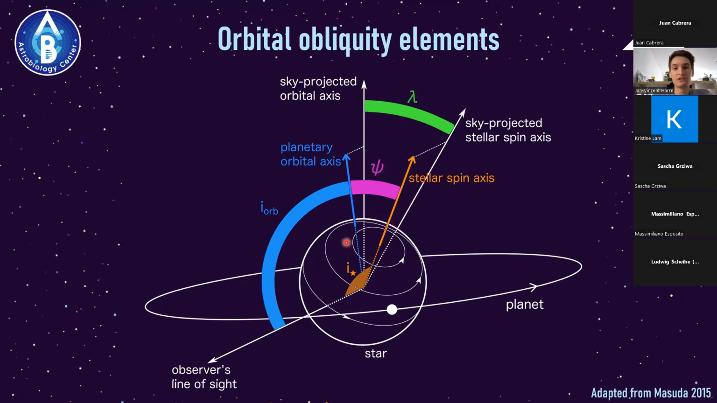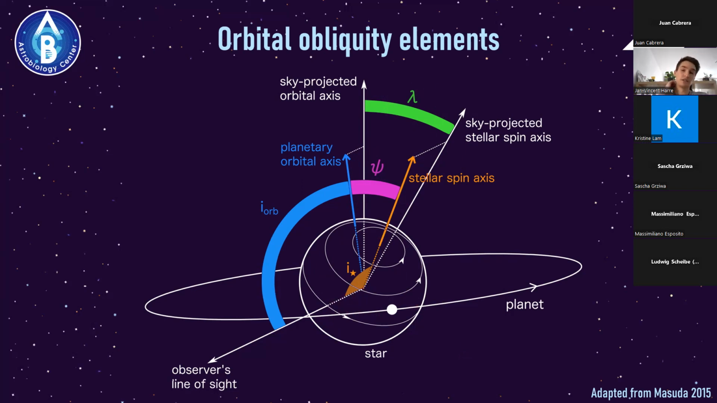However, since we cannot easily measure the stellar inclination, we can usually only see the sky projection of this angle. So we can only see the sky projection of the stellar spin axis and the sky projection of the planetary orbital axis, which gives us this lambda. This is called the sky projected obliquity. And to get to the 3D obliquity from the 2D sky projected obliquity, we need this stellar inclination.